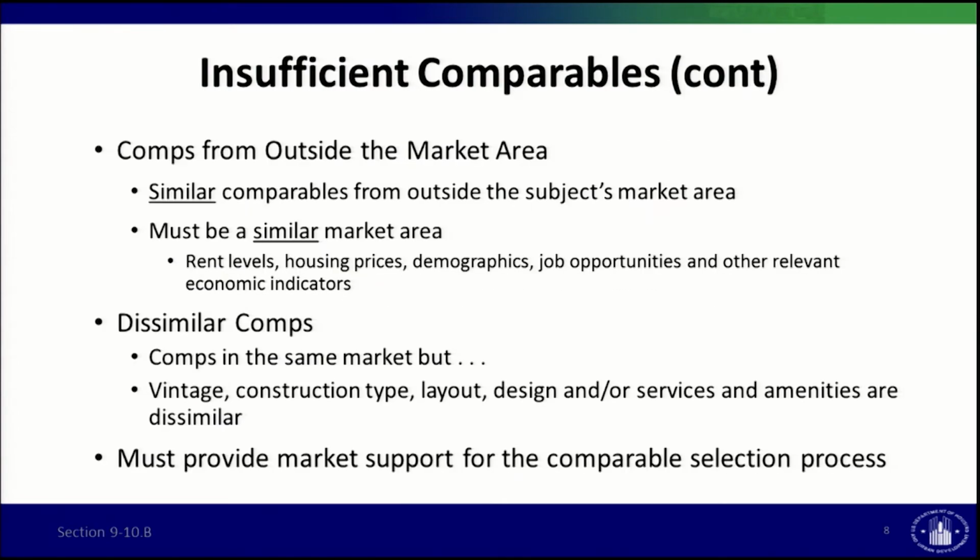Next, you may select comps from outside the subject's market area if the market area is similar. When looking at other market areas, you should select a similar market area considering rent levels, housing prices, demographics, job opportunities, and other relevant economic indicators. You, the appraiser, may also consider projects that are dissimilar in terms of vintage, construction type, layout, design, and/or services and amenities. For either of these 2, you can do so as long as you provide market support for the comparable selection process.